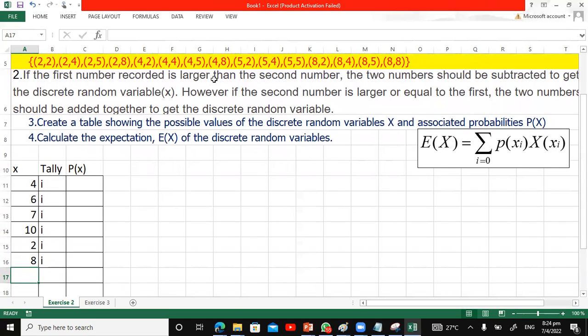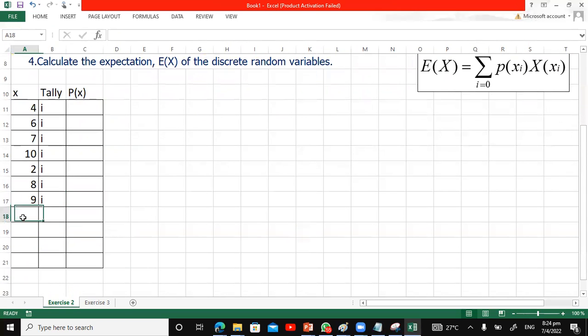All right, so we have 4 and 5 here. Since the second number is larger, we're going to add. So that's going to be 9. So we have 1 nine so far. All right. 4 and 8. The second number is larger, so we're going to add. That's going to give us 12. That's 1 twelve so far.